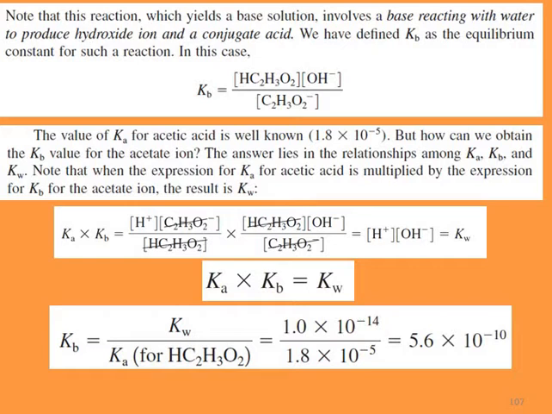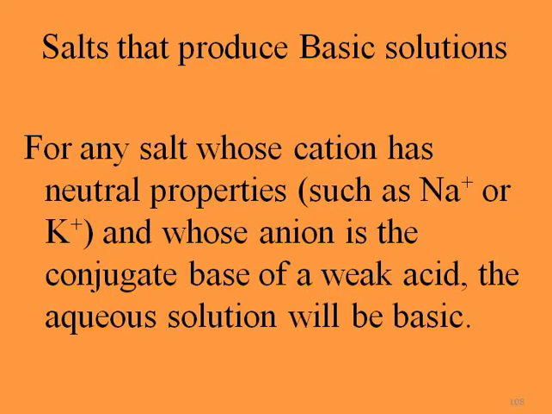So for acetic acid, Kw is always constant at 25 degrees, so it's 1 times 10 to the power of negative 14, and Ka is 1.8 times 10 to the power of negative 5, so Kb will be 5.6 times 10 to the power of negative 10. To review this part, for any salt whose cation has neutral properties, such as sodium ion or potassium ion, and whose anion is the conjugate base of a weak acid, the aqueous solution will be basic.